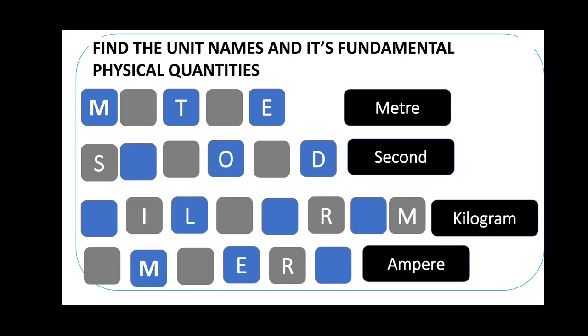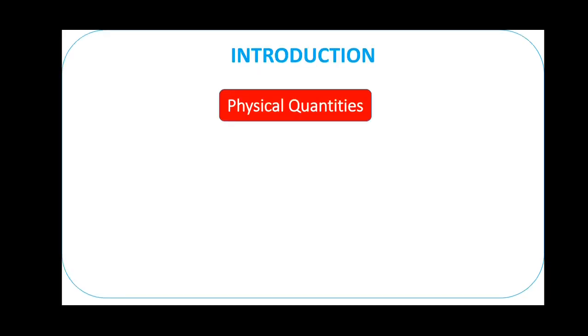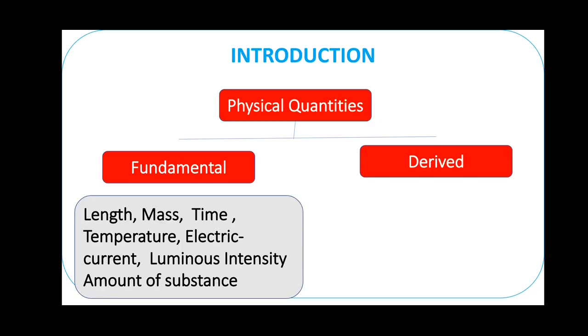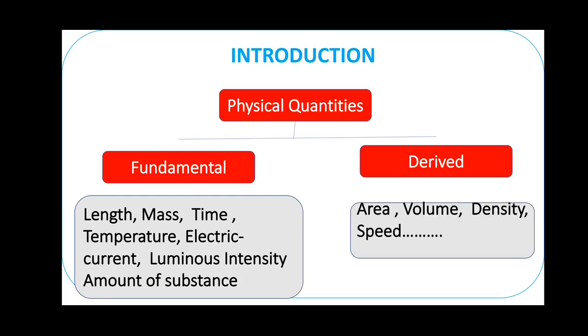In 6th standard we have learned that physical quantities are classified into fundamental physical quantities and derived physical quantities. Then we have learned the 7 fundamental physical quantities, is it? They are length, mass, time, temperature, electric current, luminous intensity and amount of substance. We also learned some examples for derived physical quantities. They are area, volume, density, speed, etc.